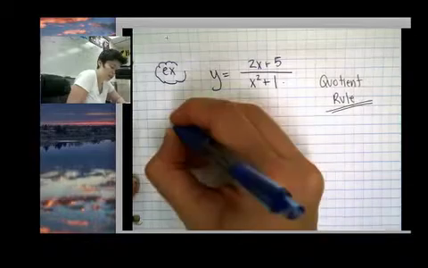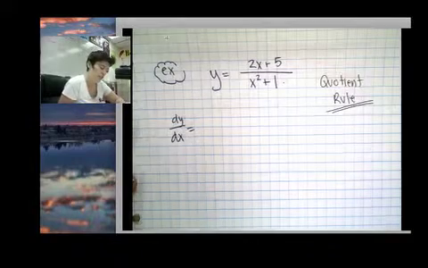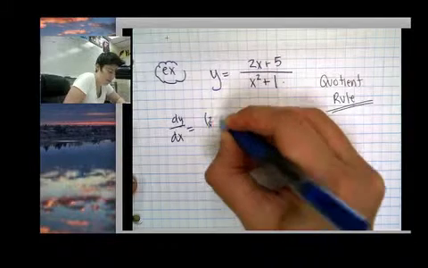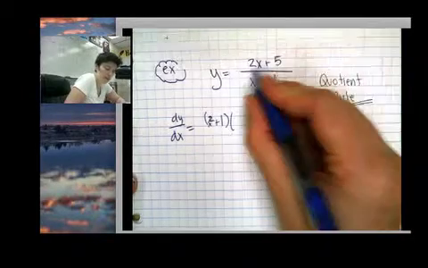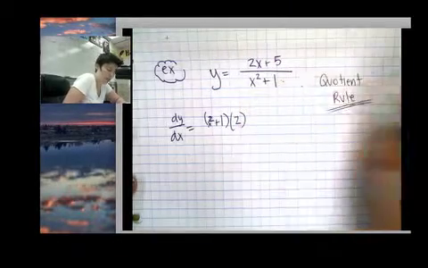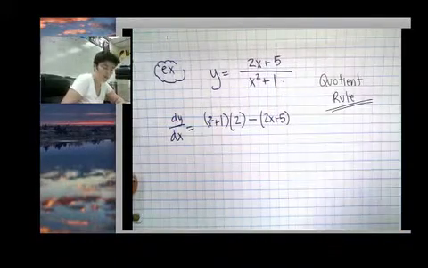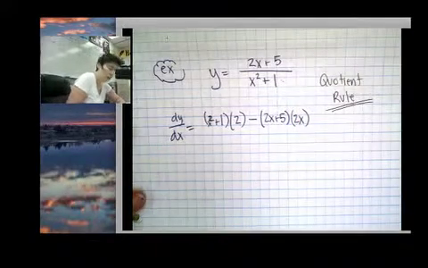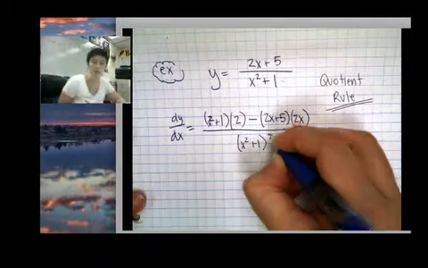So let's find the derivative. I'm going to call it dy dx this time, just to practice another notation. And the derivative of y is going to be the bottom, x squared plus 1, times the derivative of the top. The derivative of the top, if I power rule it, is just going to be 2 plus 0. So I'm going to just say 2. Minus the top, 2x plus 5, times the derivative of the bottom. The bottom, if I power rule it, is going to be 2x plus 0. So I'll just say 2x. All over the bottom squared. x squared plus 1, quantity squared.